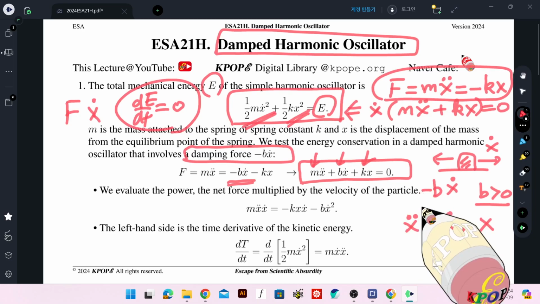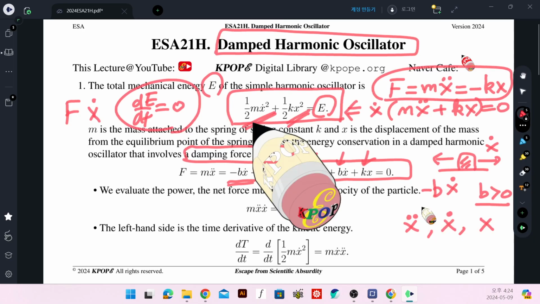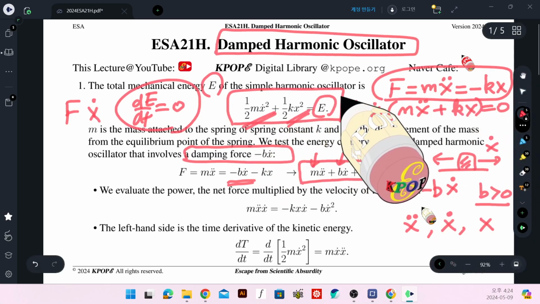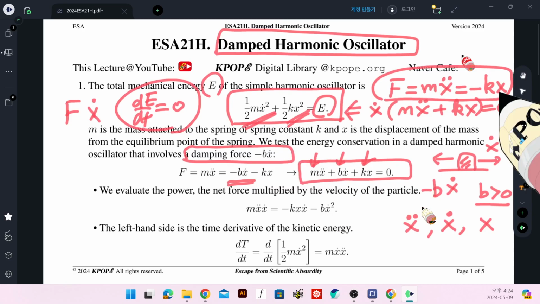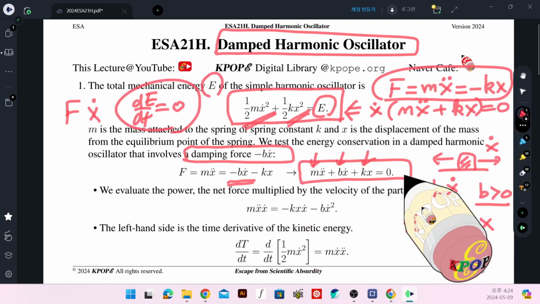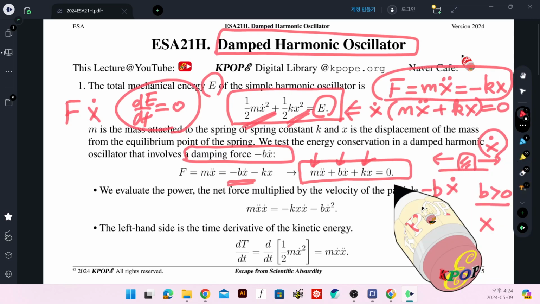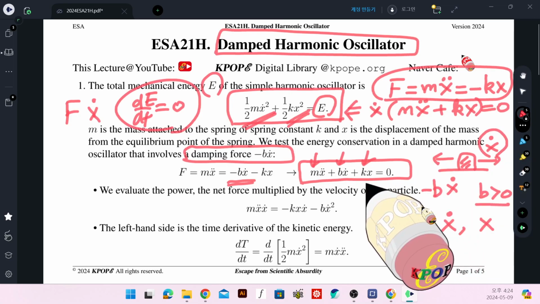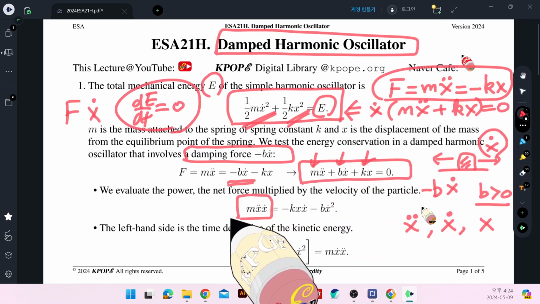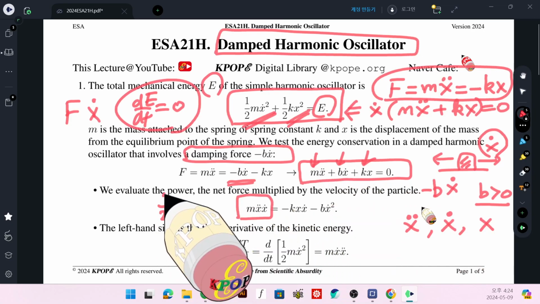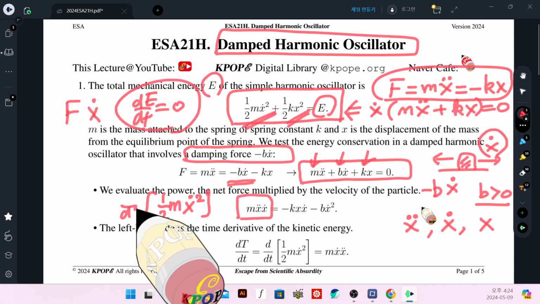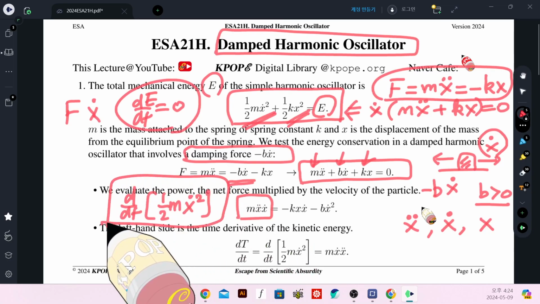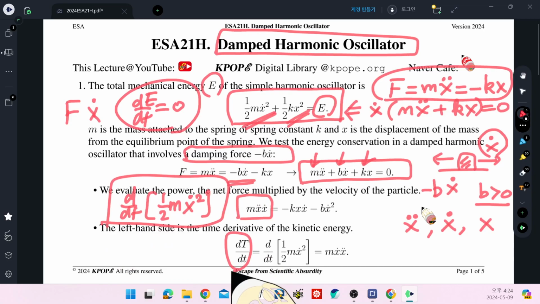We repeat the same job as we have done with the simple harmonic oscillator to find the relation for the conservation of total mechanical energy. What we have to do is to multiply the velocity, x dot, to the equation of motion. The first term, this one, we remember is mass times the velocity squared's time derivative. So that is the time derivative of the kinetic energy T.